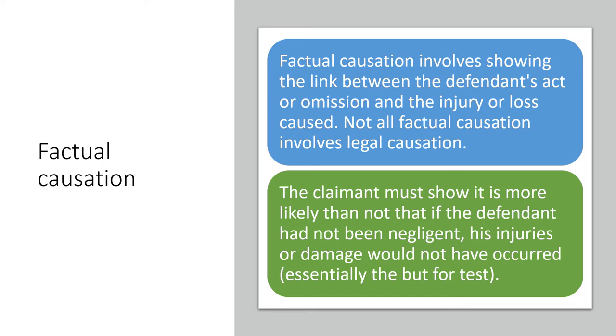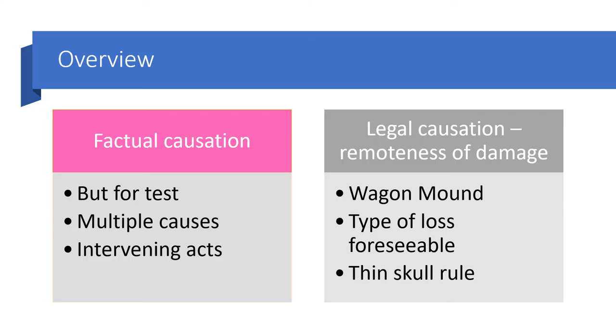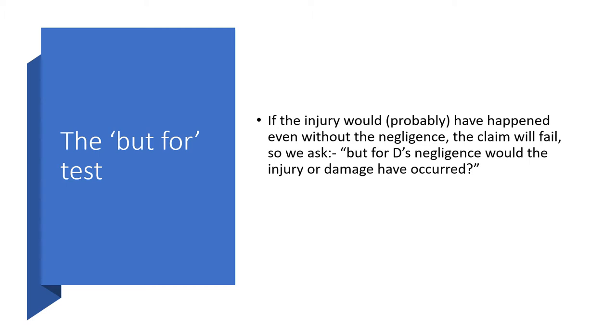So essentially this is the but for test, which we're going to focus on now. So the but for test. What we're saying with the but for test is, but for the defendant's acts or omissions, would the outcome have occurred? So would the harm have occurred, be that physical, mental, financial, what have you? If the injury would probably have happened even without the negligence, then the claim will fail. So we ask, without the defendant's negligence, would the injury or damage have occurred?